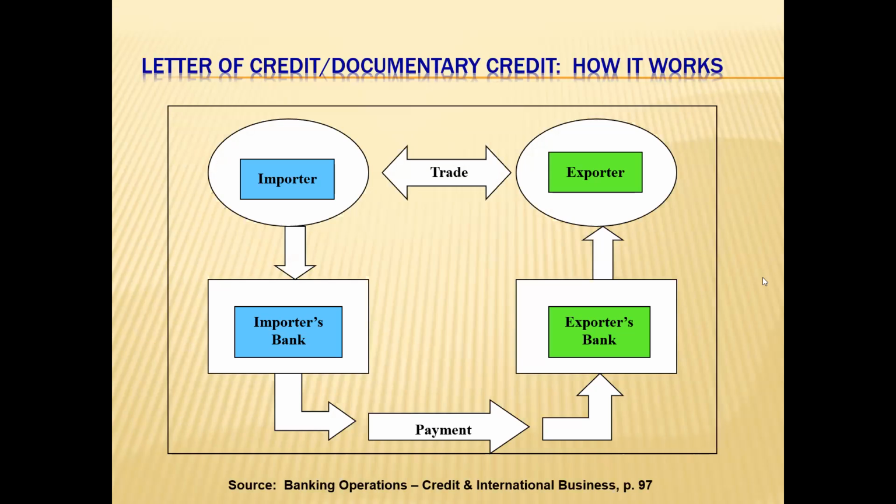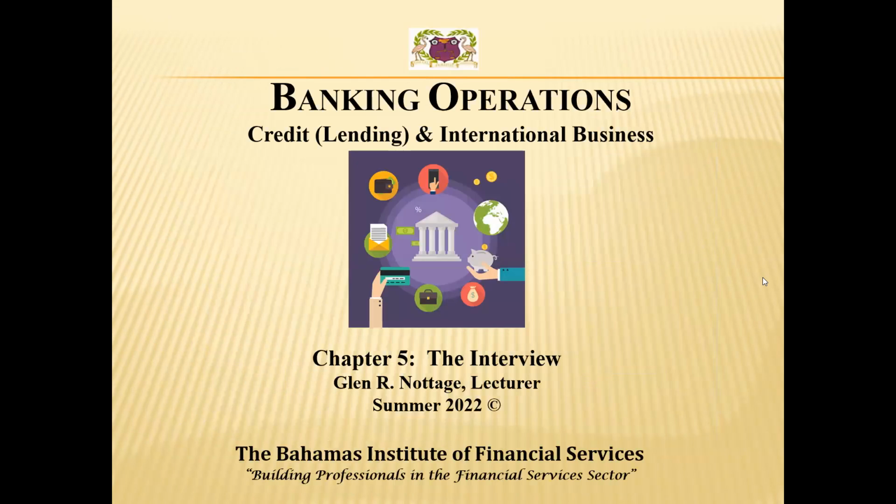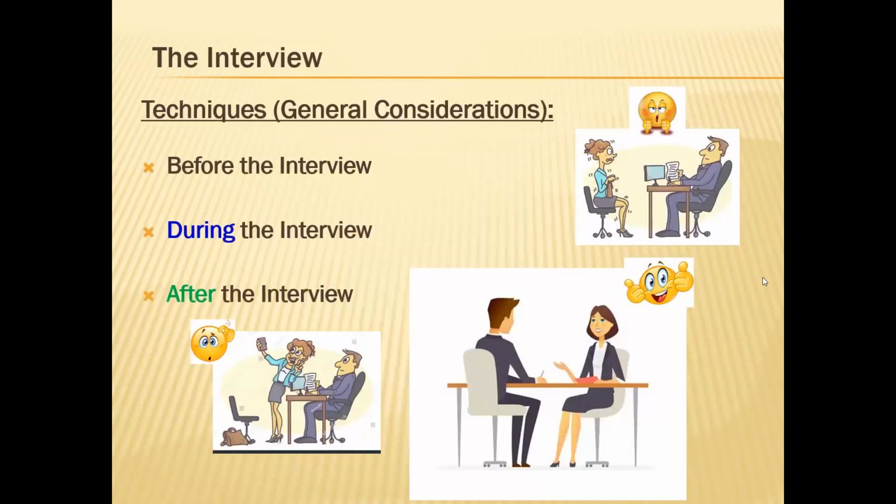Then next class, we'll also be looking at a class activity, which I was hoping we'd get into tonight, which I call the matching game. We'll look at that at the beginning of next class on Tuesday. Then we'll look at the interview, which is a very short chapter. For your homework, if you haven't already read chapter 5, it's a short chapter. For class preparation, there's always pre-reading required, so you're looking at chapters 5 and 6 for next week's class.